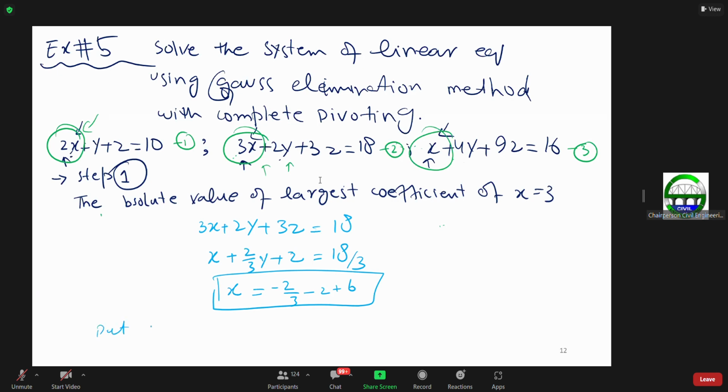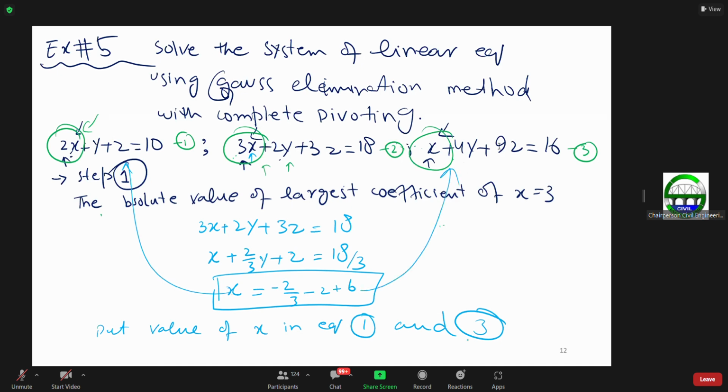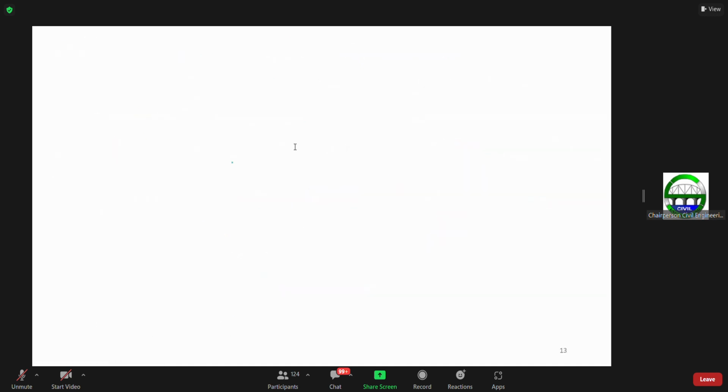Put the value of x in equations 1 and 3, right? In the first step you have to choose the coefficient. We choose the coefficient of x, and then we see which is the largest value. The largest value is in equation number 2, and we use it to find the value of x. Now you have the value of x. Put it in here and put it in here.